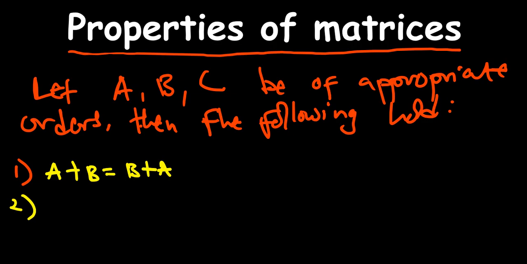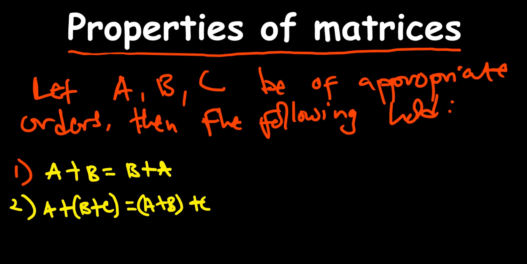And then two, we can talk about associativity. Remember, back in first year we are associating three sets, or three items. So here we are associating three matrices. So addition of matrices is also associative. Meaning that A plus, in the brackets, B plus C, is the same as A plus B, and then plus C. So addition of matrices is associative.